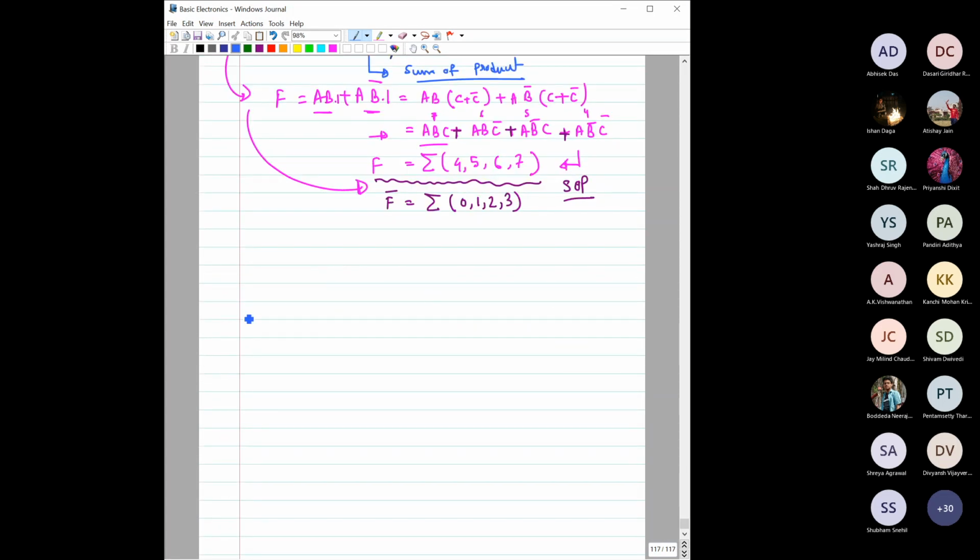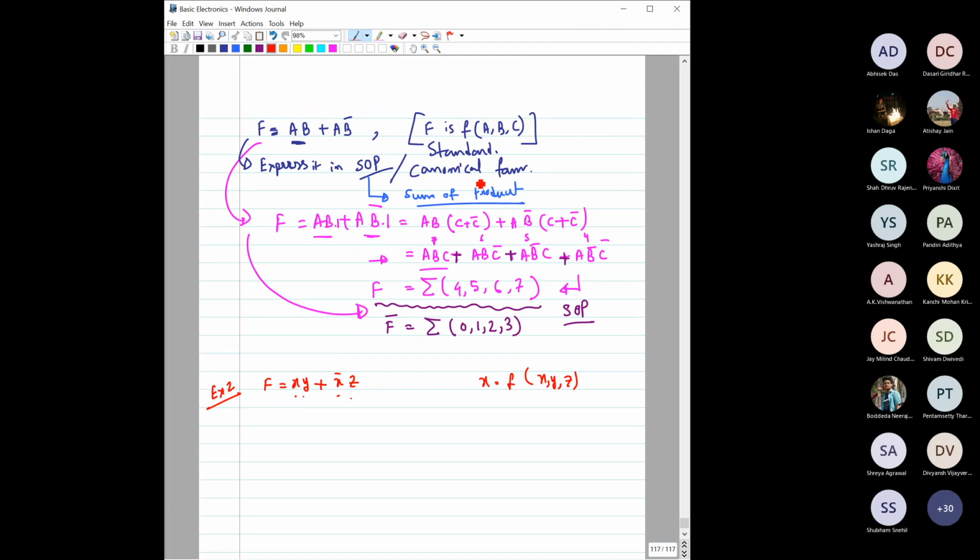So the next example is this. Example 2: F is equal to XY plus X bar Z. Here F is again a function of X, Y, and Z. Obviously it is also understood that these are 3 variables. Before I go to this, I should mention one more thing.